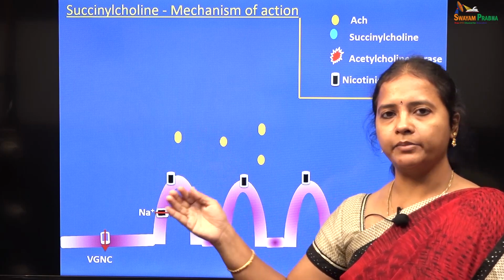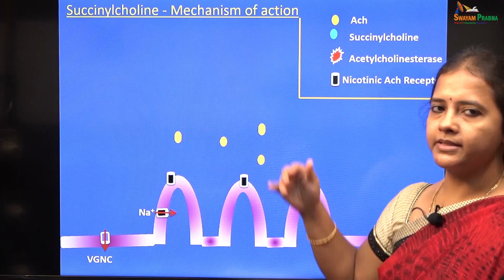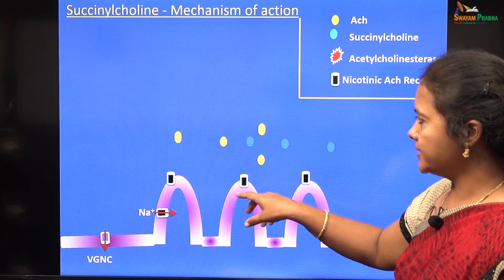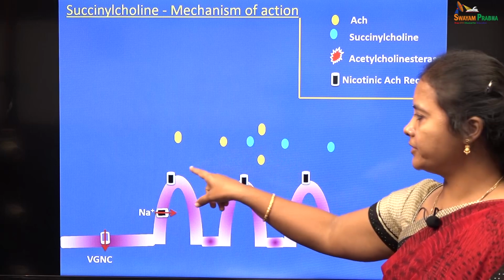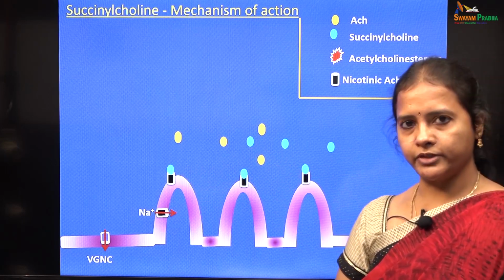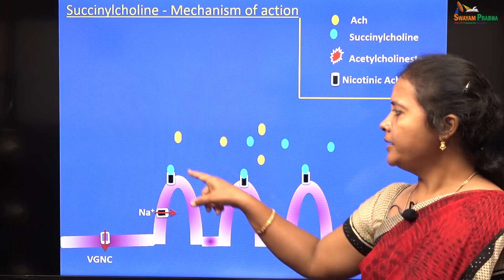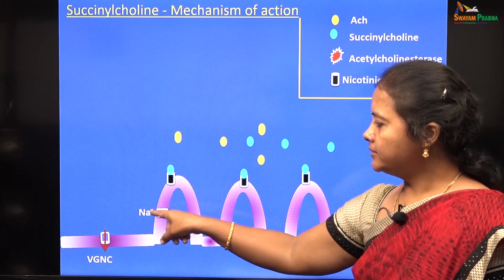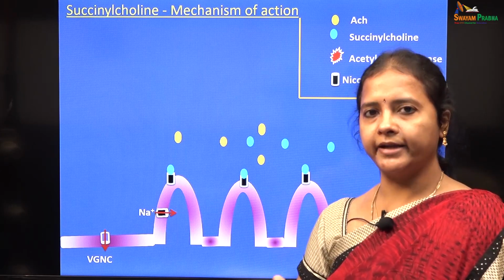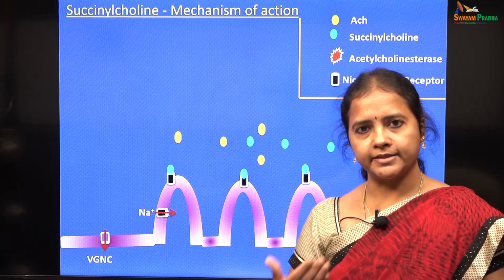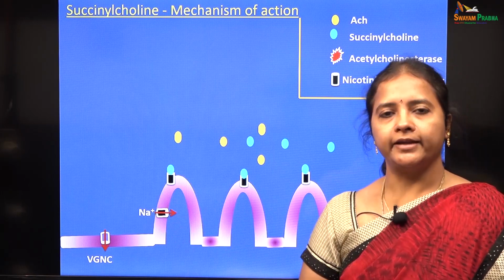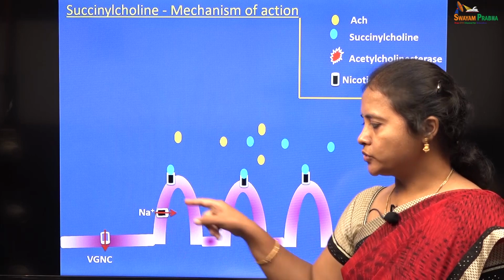It has the same chemical nature and resembles the action of acetylcholine. So, in the presence of succinylcholine, it preferably goes and binds to the nicotinic acetylcholine receptor because of its more affinity. Because of its binding, the receptor opens, since it is itself a ligand gated ion channel, and succinylcholine behaves like the acetylcholine molecule, thereby opening the ligand gated ion channels and allowing entry of sodium ions.